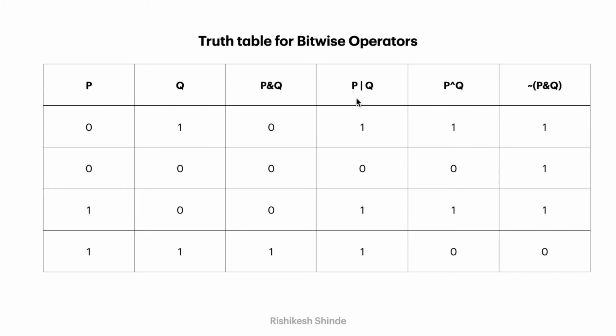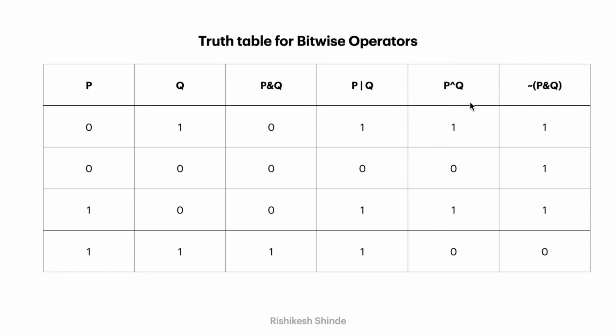Now let us see how the OR operator works, P or Q. For this operator, we simply use this straight bar. In the OR operation, in logic, we know that even if we have a single 1, then we get an output of true, that is 1. So for 0 and 1, we have a 1 in Q, so the output is 1. When P is 0 and Q is 0, we have an output of 0 because both values are 0. And in the other two cases, we have the output as 1.